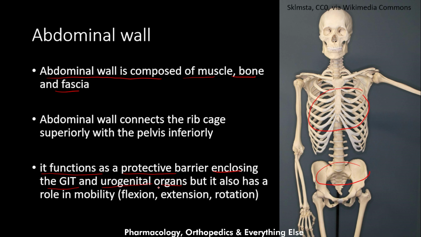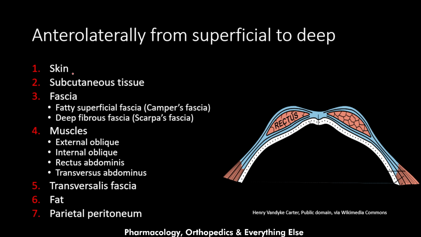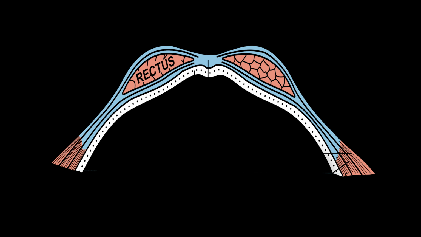So it helps protect these organs, and it also has a function in mobility. It helps the body be more mobile by allowing the lower back to do flexion, extension, and rotation movements. First, we will talk about the anterolateral anatomy, and then we will talk about the posterior anatomy of the abdominal wall. So this is a cross-section of the anterolateral abdominal wall.